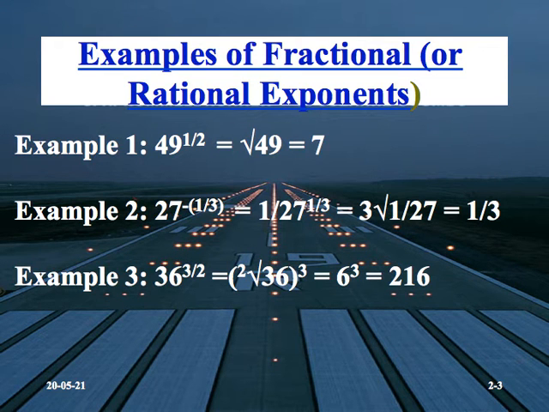So let's look at three examples. 49 to the 1/2 power is equivalent to the square root of 49, which equals 7. The second example, 27 to the negative 1/3 power equals 1 over 27 to the 1/3 power, which is equivalent to 1 over the cube root of 27, which equals 1/3.